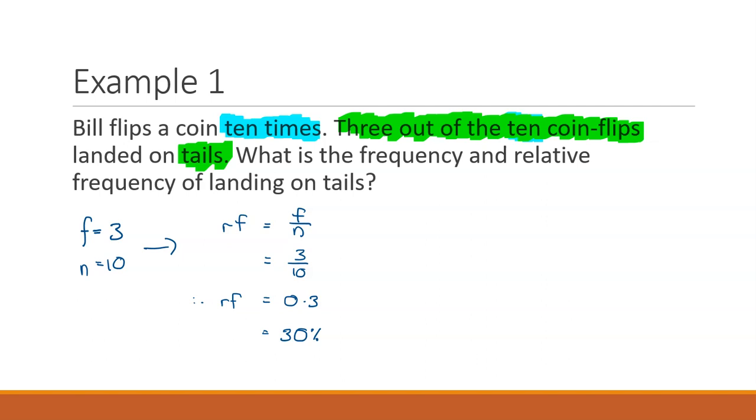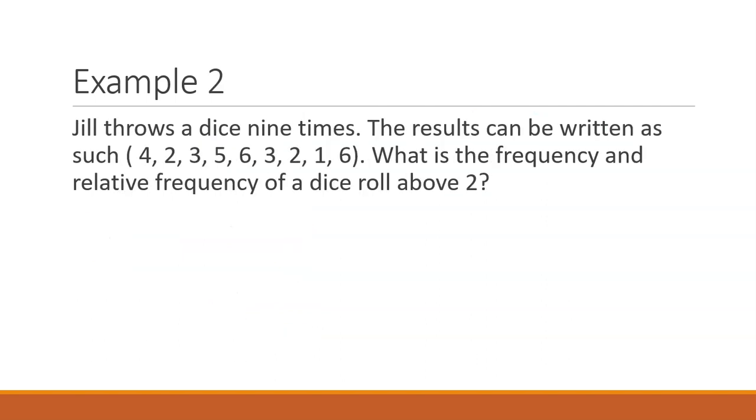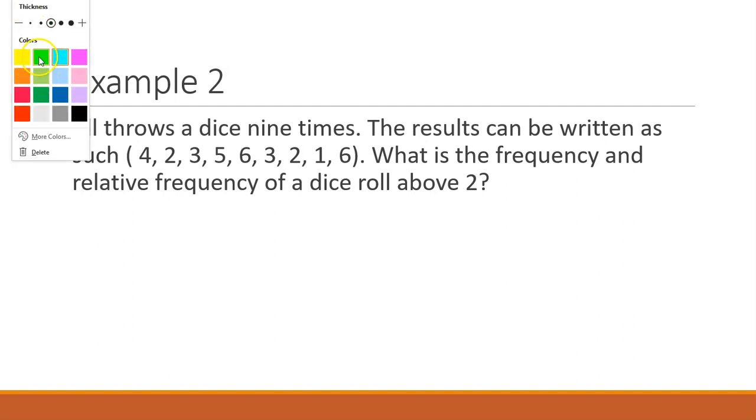Now going on to example 2. Jill throws a dice 9 times. The results can be written as such: 4, 2, 3, 5, 6, 3, 2, 1, 6. What is the frequency and the relative frequency of a dice roll above 2? So firstly, how often has the dice landed above 2?